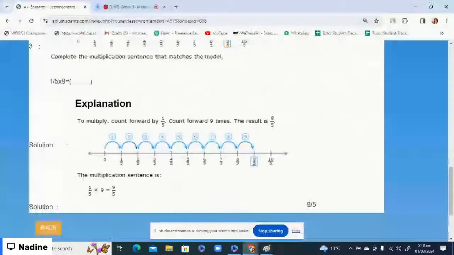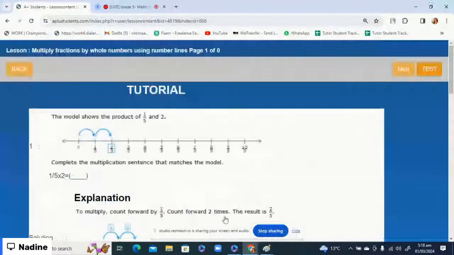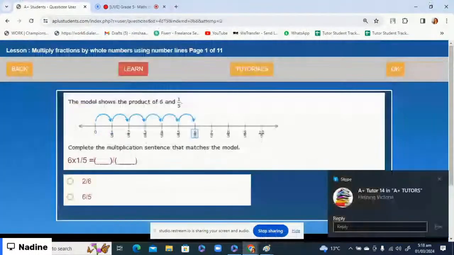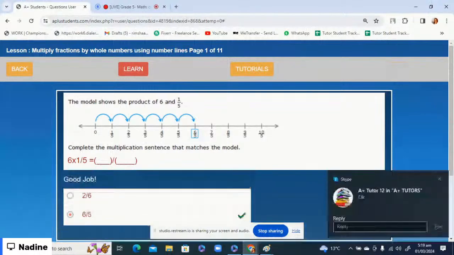Now let's do some test questions for that. So this model shows the product of 6 and 1/5. Look at here the model. On the model it is already written. Look at here from where the arrow stops. Arrow stops at 6 over 5. That's it. This is your answer. Okay.